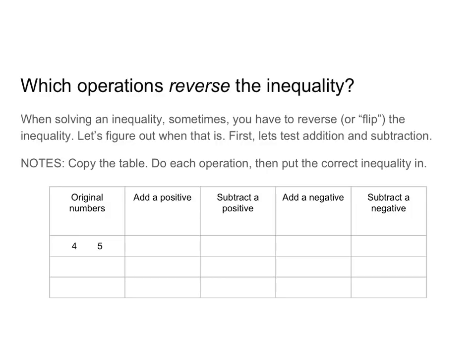So you're going to copy down this table, and we're going to start with the numbers 4 and 5, and then we're going to do a bunch of operations to them. So we're going to start with addition and subtraction, and we're going to see what happens when we add a number, when we subtract a number, whether that changes the direction the inequality goes. So first, we're going to put in the correct inequality symbol between 4 and 5.